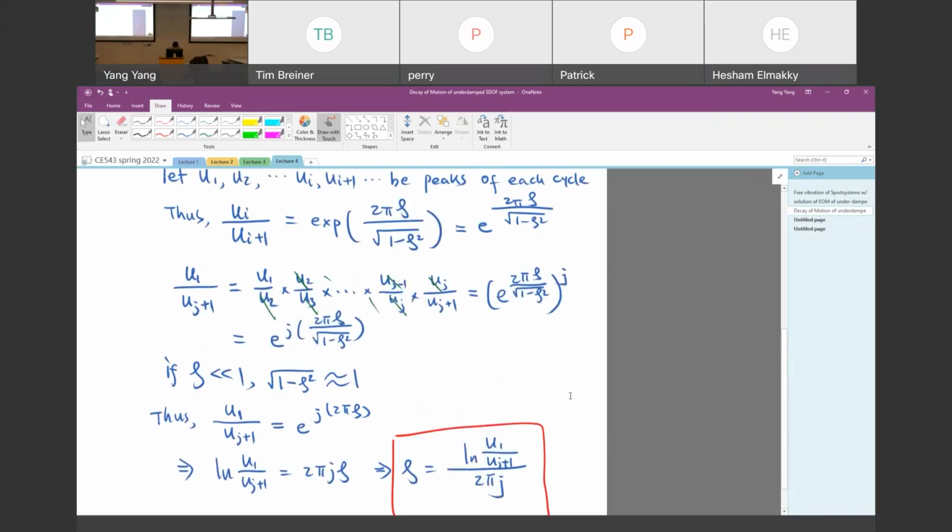So for example, 2 pi times 1,000. Here you do a testing, so that you can record the variation of the displacement over time, as a function of time. So you may pick this, and this is U1.